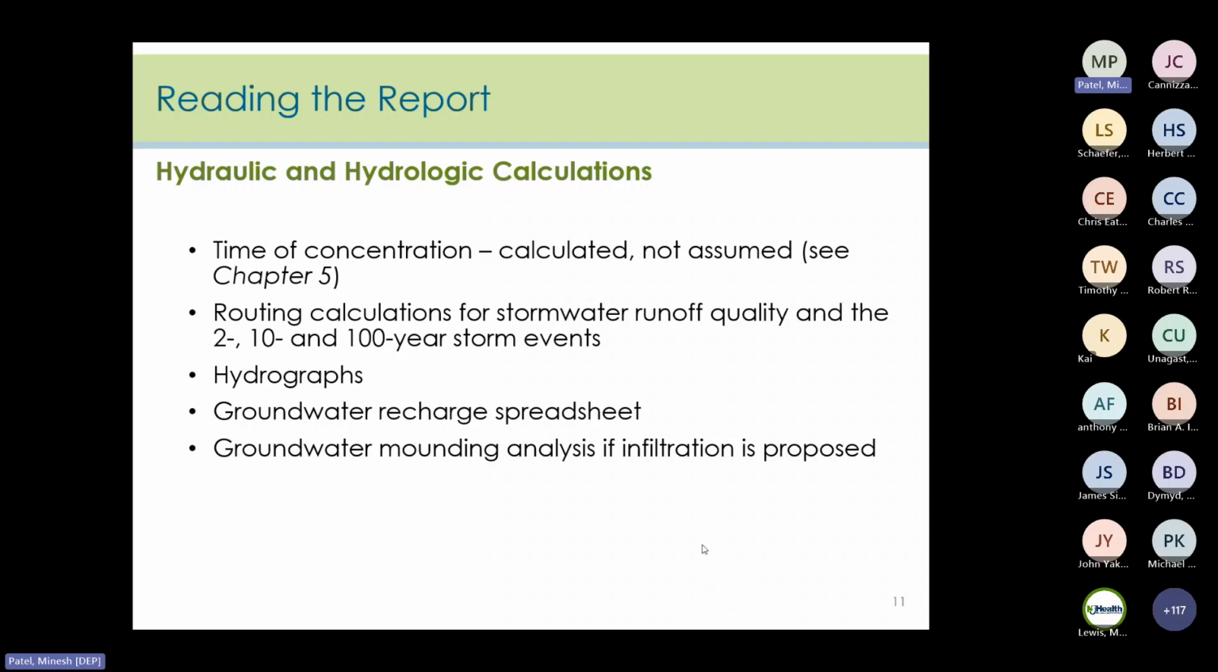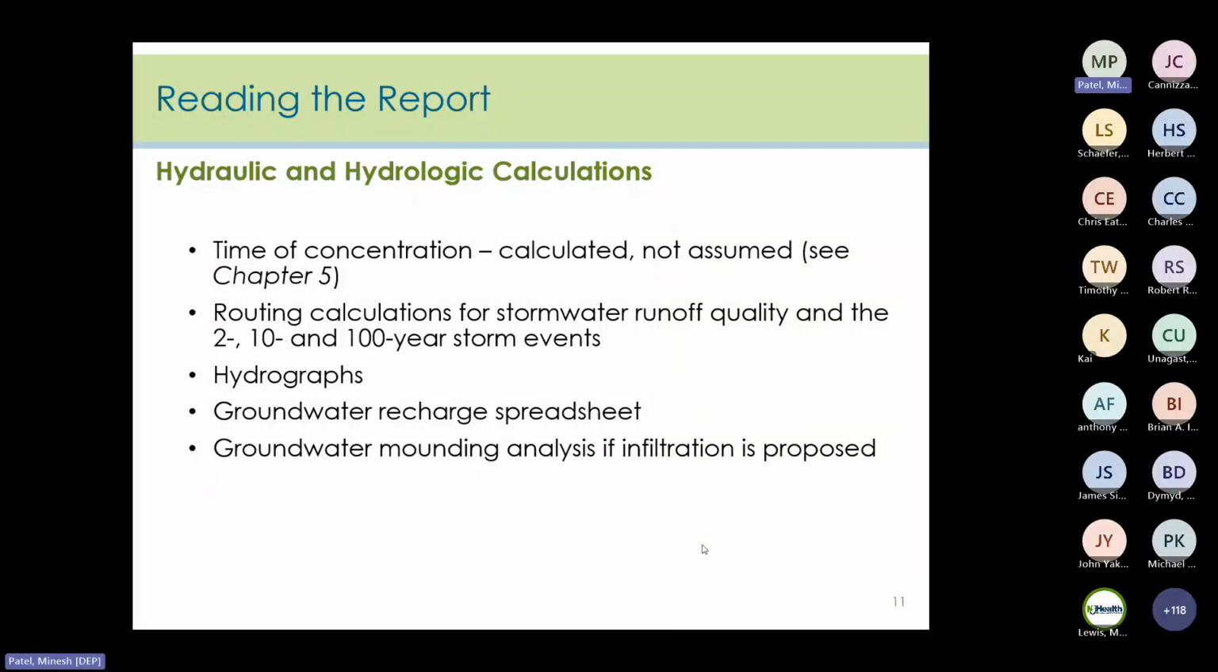The reviewer must be sure that the following calculations are included in the report. Time of concentration, as was discussed in Module 2 last Thursday by Anthony, is essential to characterizing a site. A time of concentration must be calculated and included in the report.